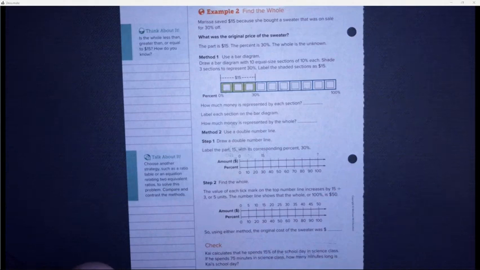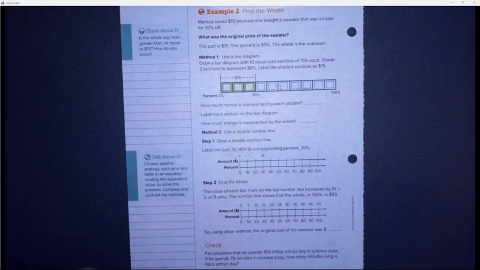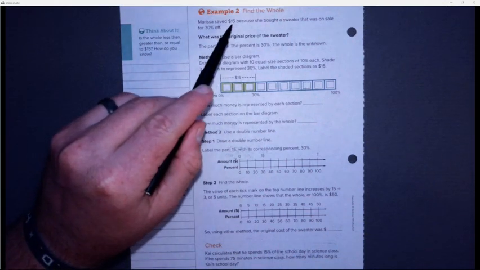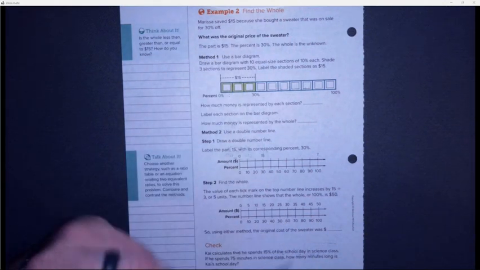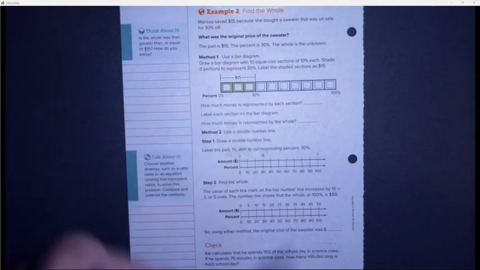On the next page, page 132, example 2 states, Marissa saved $15 because she bought a sweater that was on sale for 30% off. What was the original price of the sweater? Okay, so we know she saved $15, which is the part she saved, not the whole price. And we know that was 30%.